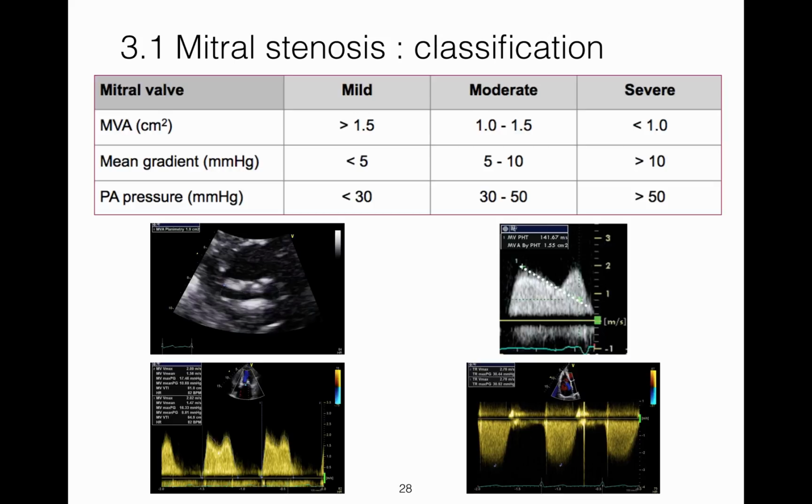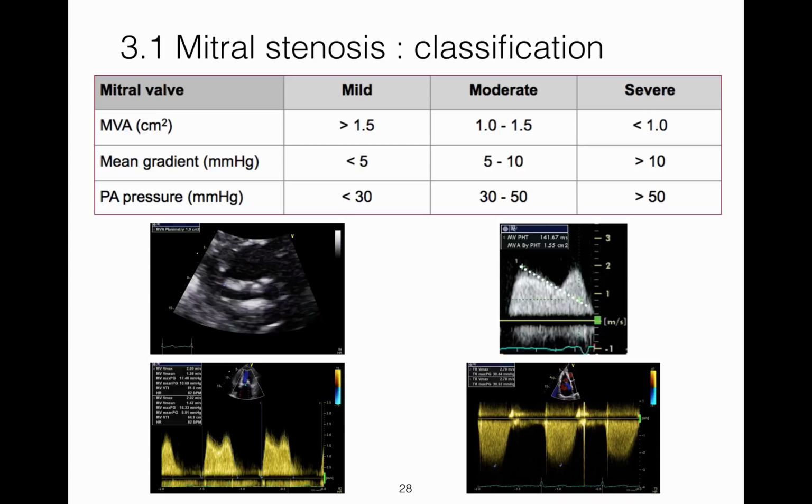Mild mitral stenosis is characterized by a mitral valve area greater than 1.5 centimeters squared, a mean gradient less than 5 millimeters of mercury, and a pulmonary artery pressure estimate less than 30 millimeters of mercury. Moderate mitral stenosis is characterized by a mitral valve area between 1 and 1.5 centimeters squared, a mean gradient between 5 and 10 millimeters of mercury, and a pulmonary artery pressure estimate between 30 and 50 millimeters of mercury.